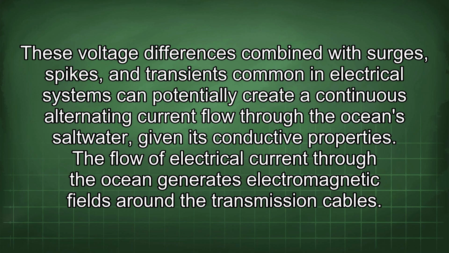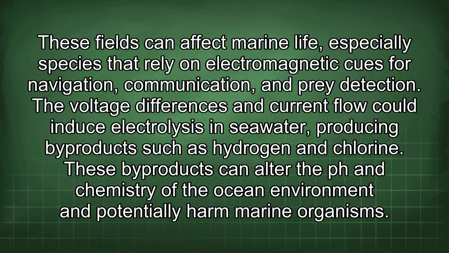The flow of electrical current through the ocean generates electromagnetic fields around the transmission cables. These fields can affect marine life, especially species that rely on electromagnetic cues for navigation, communication, and prey detection. The voltage differences and current flow could induce electrolysis in seawater, producing byproducts such as hydrogen and chlorine. These byproducts can alter the pH and chemistry of the ocean environment and potentially harm marine organisms.